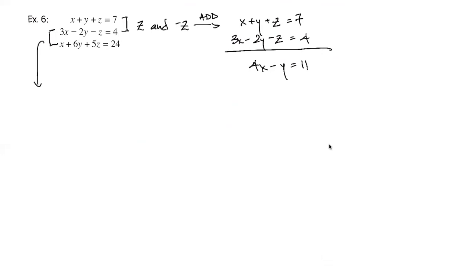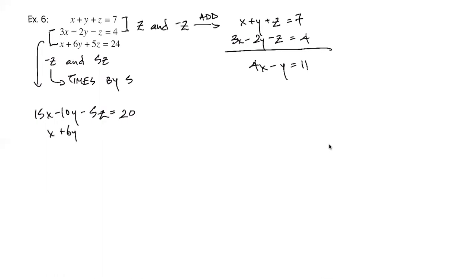So I'm going to say we have our negative z and our 5z. So we're going to times the negative z equation by 5. So 15x minus 10y minus 5z equals 20. Okay. And then we stack it on top of the other one. x plus 6y plus 5z equals 24. All right, 16x minus 4y equals 44. Okay.